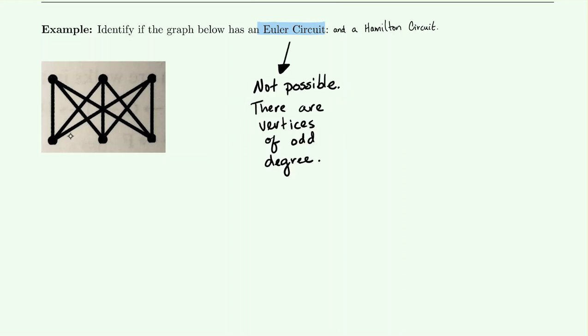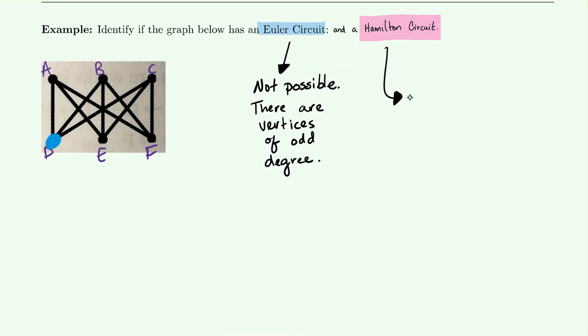So for this graph, an Euler circuit is not possible because there are vertices that are odd degreed, and in fact every vertex of this graph has an odd degree of 3. So there is no Euler circuit possible. However, let's consider if there's a Hamilton circuit, and let's label the graph like so. Now with a Hamilton circuit, we only need to make sure that every vertex is visited exactly one time.